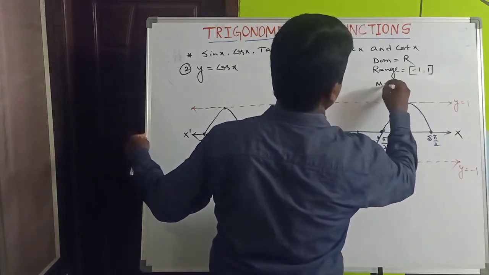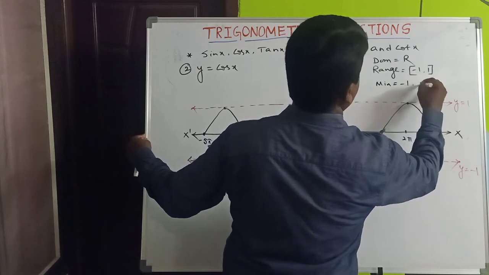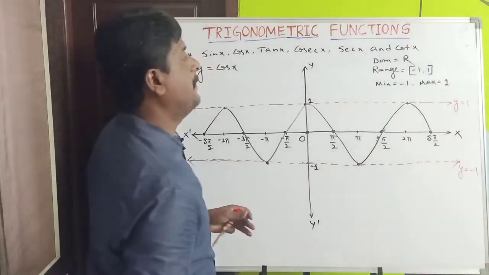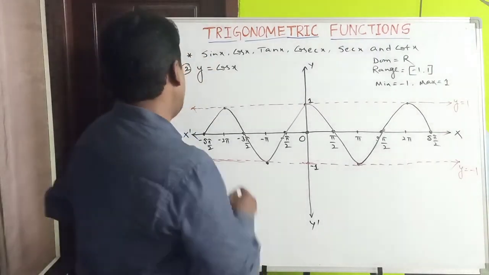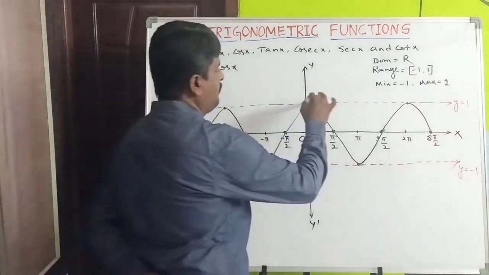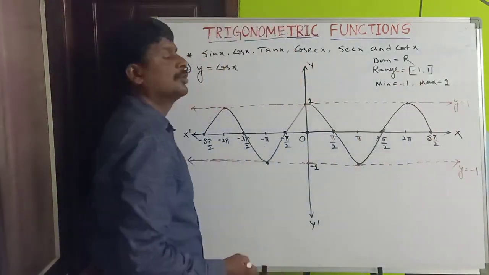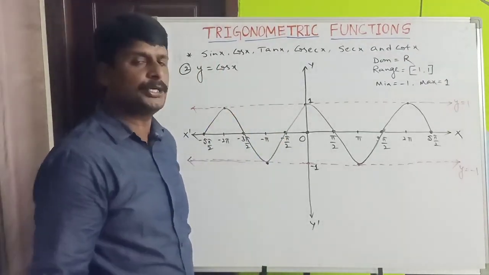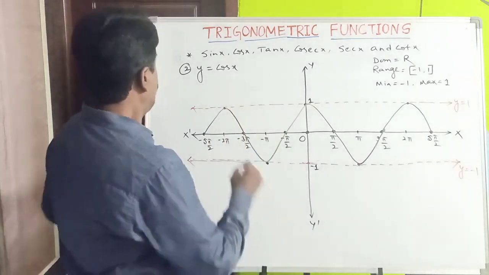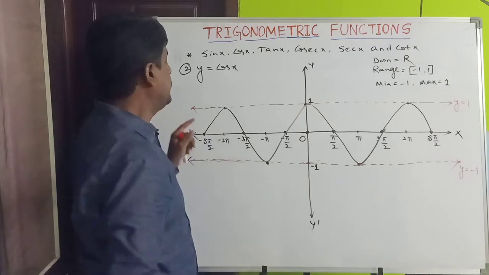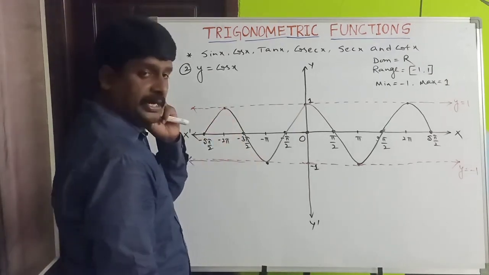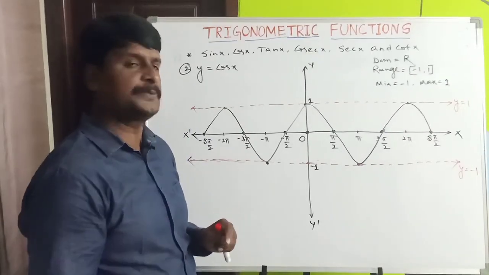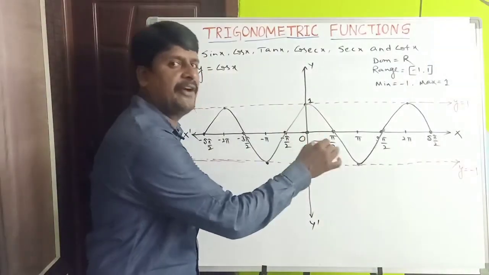With this range we can also decide the minimum value and maximum value. Minimum value is -1, maximum value is +1. And it is continuous everywhere on its domain. Throughout the domain it is continuous, that's why cos x is continuous on R. What about its differentiability? It is also differentiable, meaning it has no sharp edges and no discontinuous points. That's why it is differentiable everywhere.